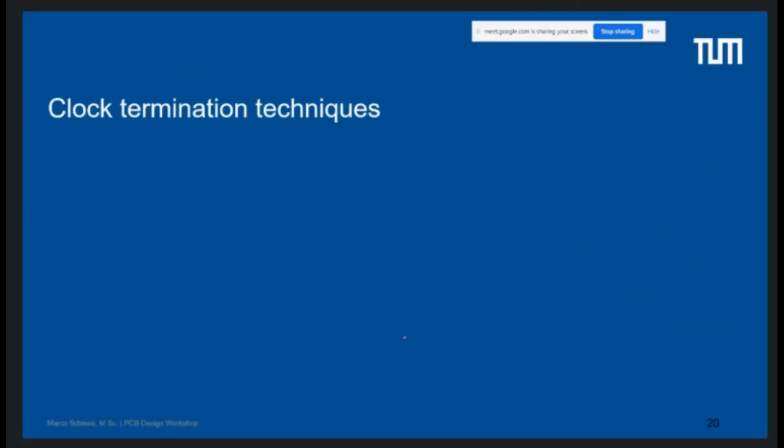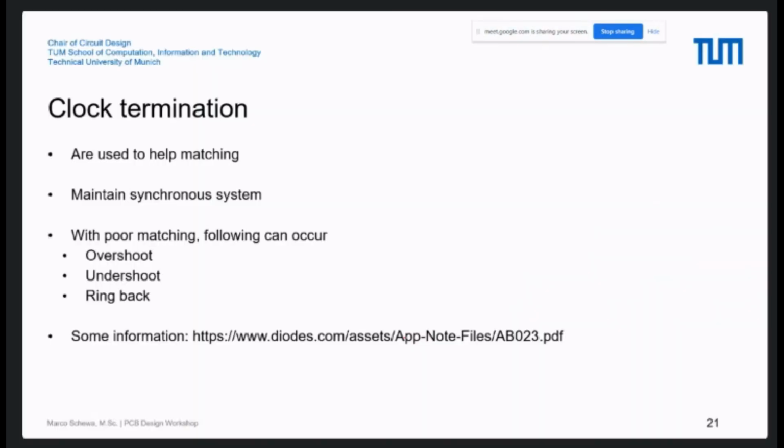So there exist two important clock termination techniques to help matching. And the important thing for matching is, of course, you normally have a synchronous system, and you want to maintain the synchronous system. If you have poor matching, then, as I said, overshoot and undershoot can occur, and also ringback. Energy goes back to your source.